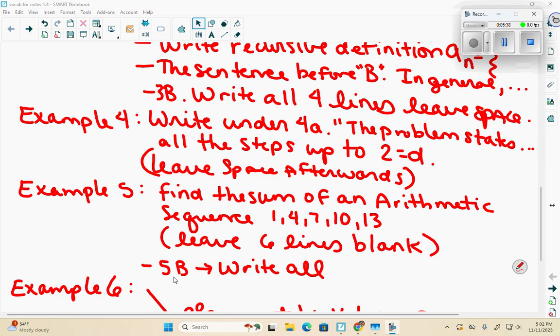And then write 5B. Where you go to 5B, you're going to write all of it. In 5B, it says, what is the sum of the following arithmetic sequence? 2, 6, 10, 14, 18, 22. And then it says n is 6, a 1 equals 2, a n equals 22. You're going to write it all the way down to where it says the sum of the terms in the sequence is 72. So you're going to write all of that.